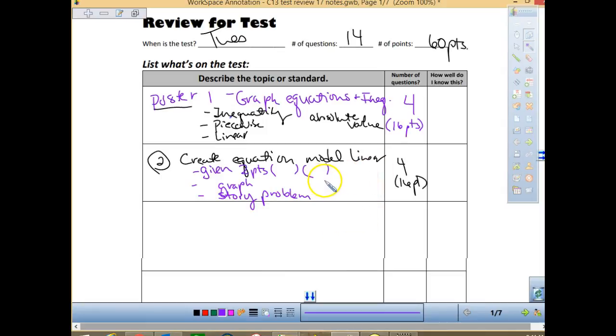And then I'm going to give you an x, y table. Okay? So I'll give you a table and I'll say, okay, here's x, here's y, write an equation. So those are going to be the 4 different types of creating an equation for a linear model.